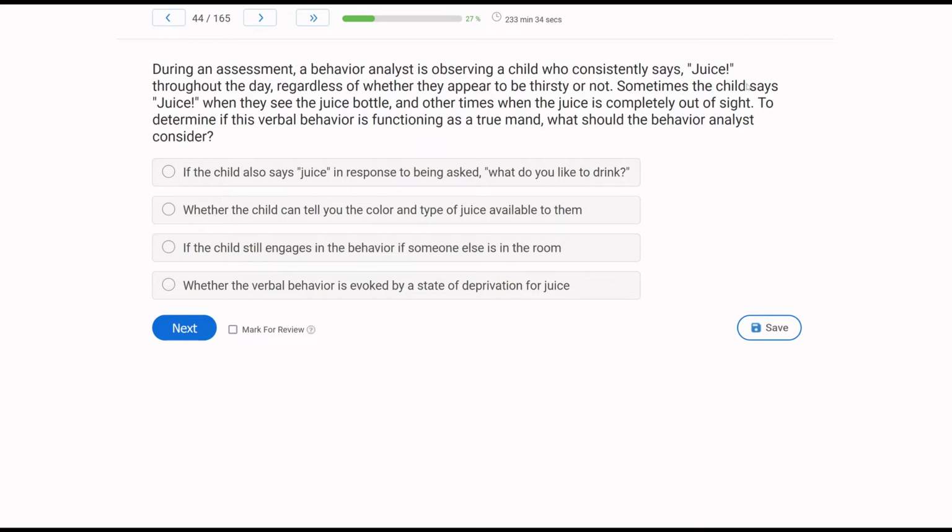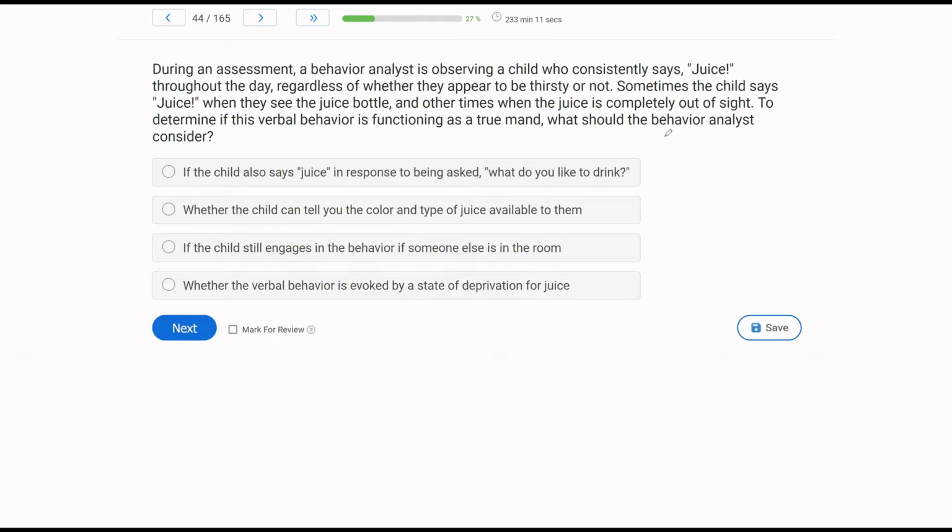During an assessment, a behavior analyst is observing a child who consistently says juice throughout the day, regardless of whether they appear to be thirsty or not. Sometimes the child says juice when they see the juice bottle, and other times when the juice is completely out of sight. To determine if this verbal behavior is functioning as a true mand, what should the behavior analyst consider?